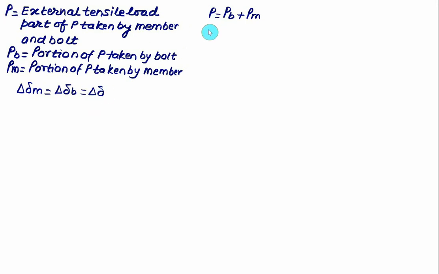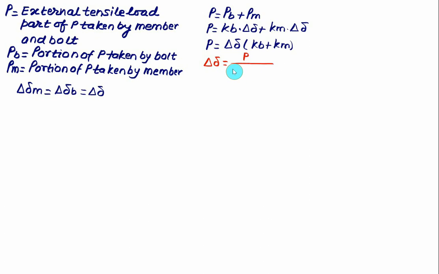So we can write here the value of P is equal to the stiffness of the bolt, Kb, multiplied by del delta, plus stiffness of the material, Km, multiplied by del delta. Or we can write the value of P as del delta multiplied by Kb plus Km, that is the stiffness of material. So we are able to calculate here the total deformation due to external load, that is del delta, which is nothing but P divided by the sum of the stiffness of the bolt plus stiffness of the material.